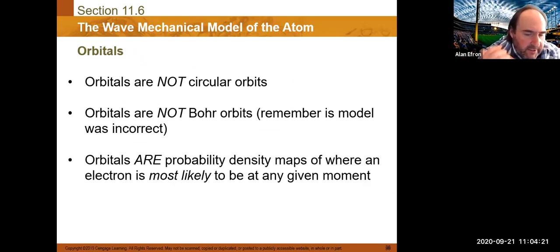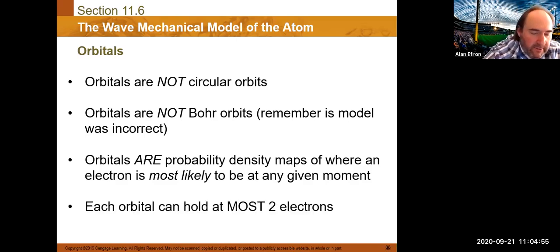So orbitals are not Bohr orbits. Again, his model is not correct, though it works really well to describe hydrogen, but unfortunately, as you get more electrons involved, it gets a little bit more complicated and doesn't really hold up. So orbitals are these probability maps, and they don't tell you exactly how an electron is traveling or where it is, but there's a pretty good chance that if you put your finger there, you probably would find an electron somewhere in that area of the atom.